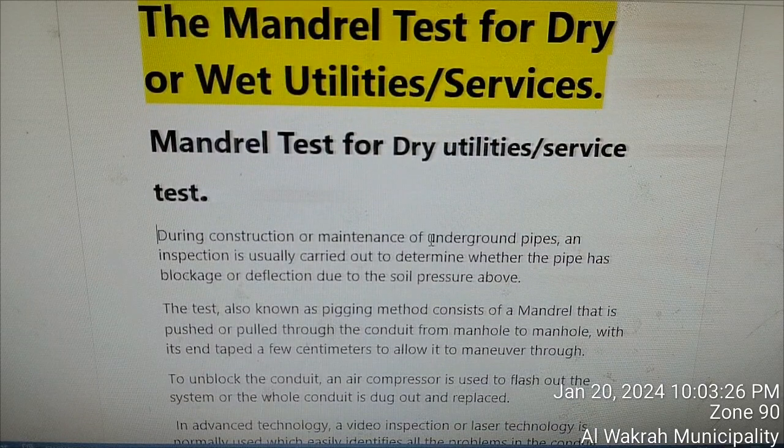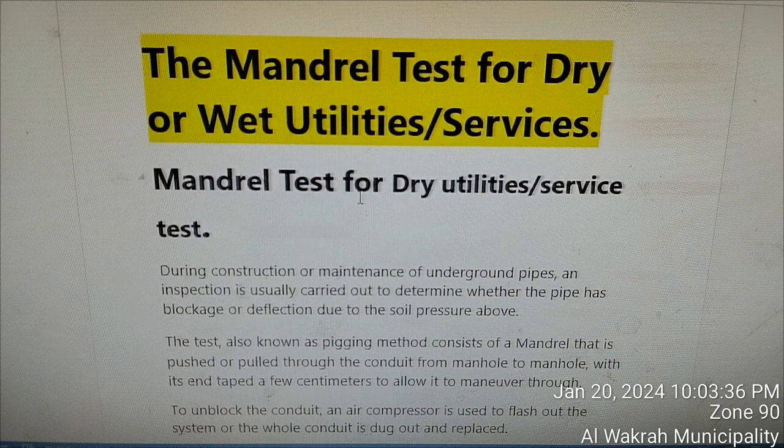Wet utilities are those utilities which are in contact with water. It means the water is passing in those lines, and these are specially conducted for the gravity lines. Gravity lines are those lines which have self flow of water, like foul sewer line and surface water line. For the other lines like TSE lines and the potable water line, these are pressure lines, so no need to conduct the Mandrel test for that one. Just only the pressure test is to be conducted for that one.